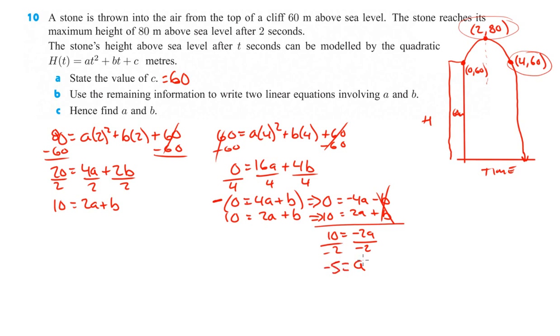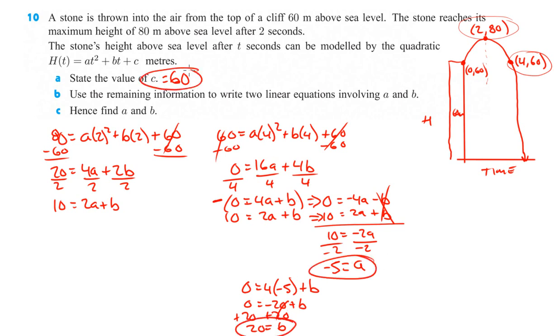And now that we know that a is negative 5, we can plug it into either of these equations to figure out what b is. I'm going to plug it into this one right here because we know that 0 equals 4 times a, which we now know is negative 5, plus b. So 0 equals negative 20 plus b. Add 20 to both sides, and we get that b equals 20. So a is negative 5, b is 20, and c is 60.